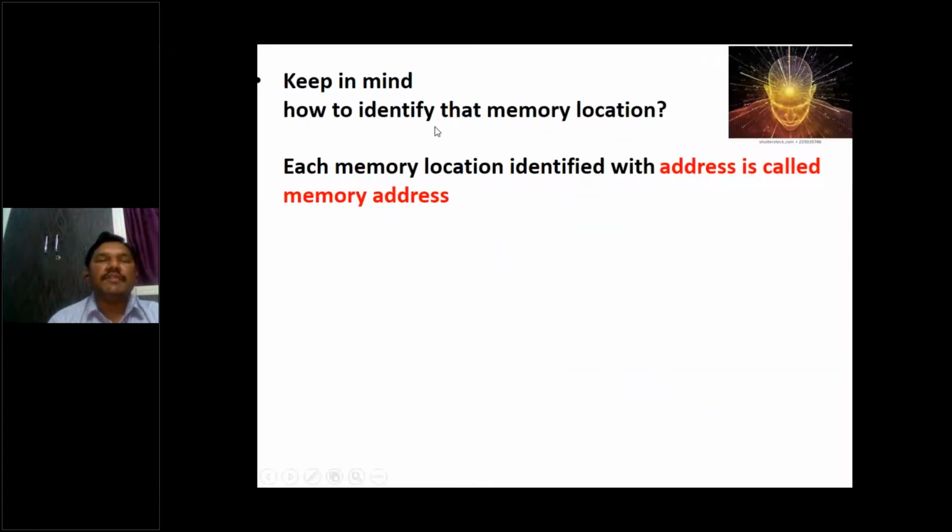So how do we identify those memory locations? Each memory location is identified with an address, which is called the memory address. So each memory location in the memory is identified with an address. This topic is there in our syllabus: memory addresses. Each memory location identified with an address is called a memory address.